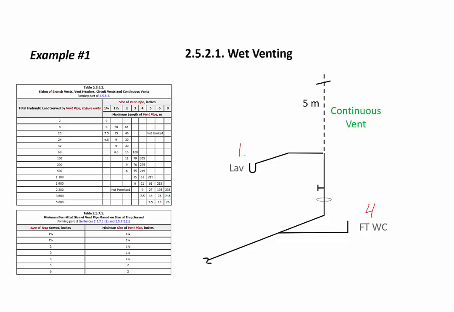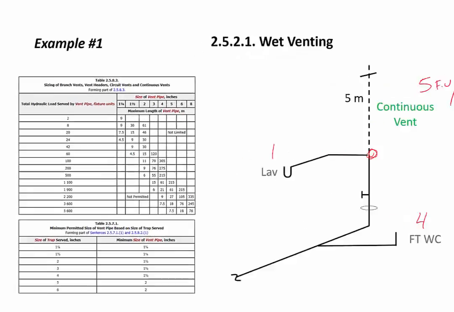We said we had 4 fixture units for the water closet, 1 for the lav. So the total load on the continuous vent is 5 fixture units. And we have a 5-meter length to outside air. So we measure from the drainage connection all the way to outside air, unless we hit a major vent. Then we would stop at the major vent for length.